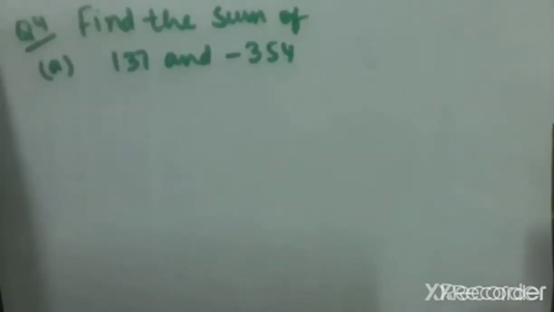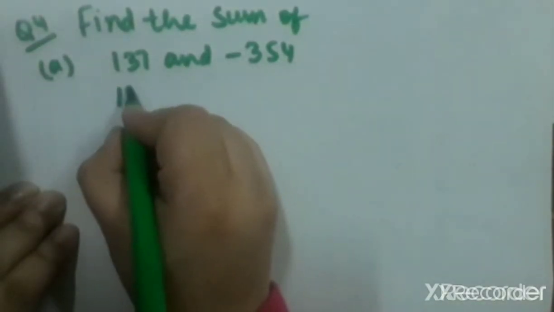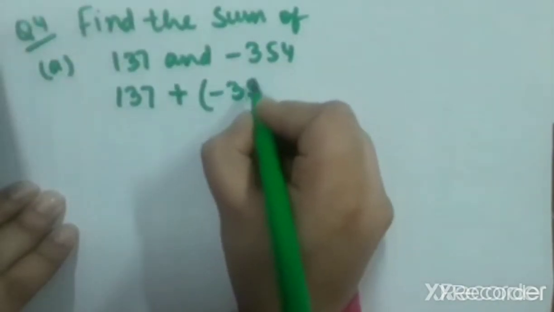Start with question number 4 of exercise 6.2. In this question, it is said to find the sum of part A: 137 and minus 354. Students, here we have to find the sum. Here "and" means we have to put a positive sign, the sign of addition, in between the given integers. So our statement becomes 137 plus (minus 354).